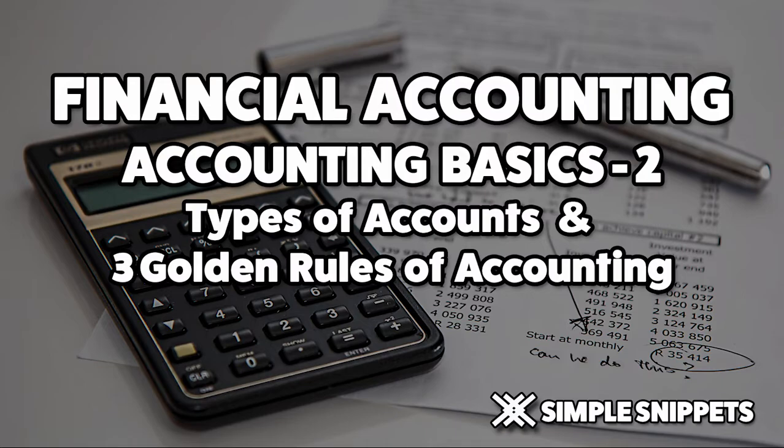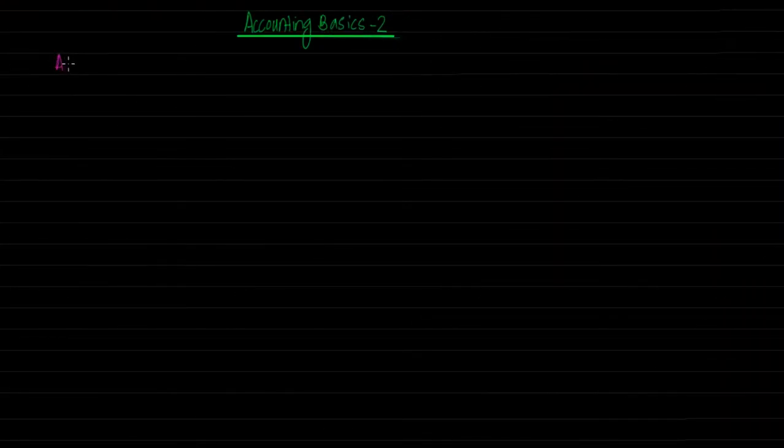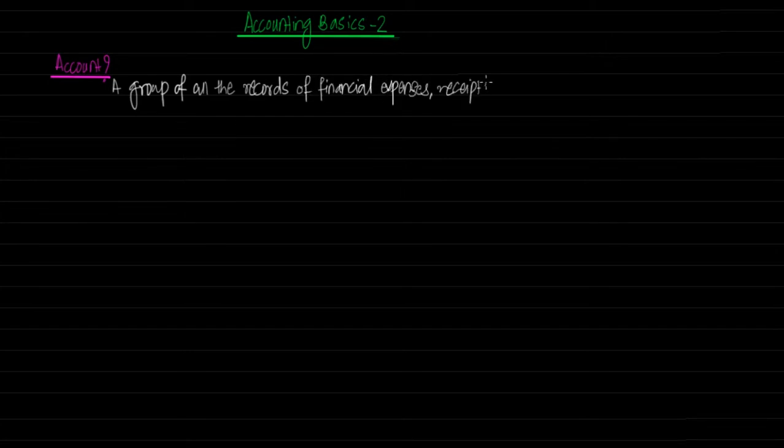In this second tutorial, we are going to look at what an account is, types of accounts, the 3 golden rules of accounting and the double entry system of accounting. So here we begin. First of all, what is an account? An account is a group of all the records of financial expenses, receipts or events.